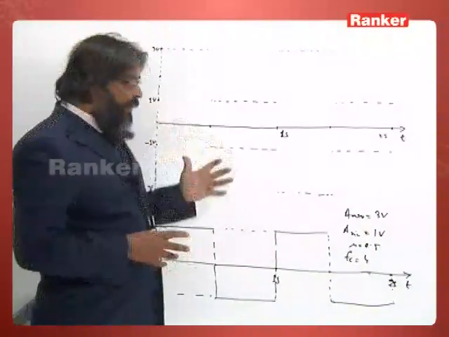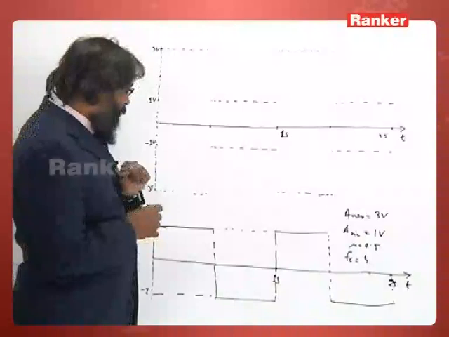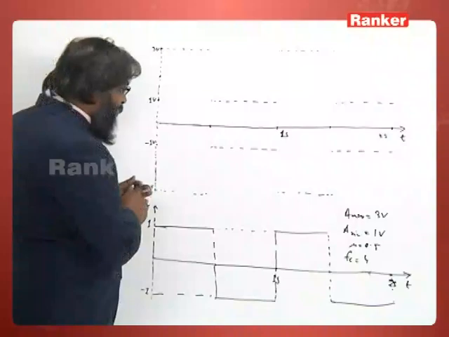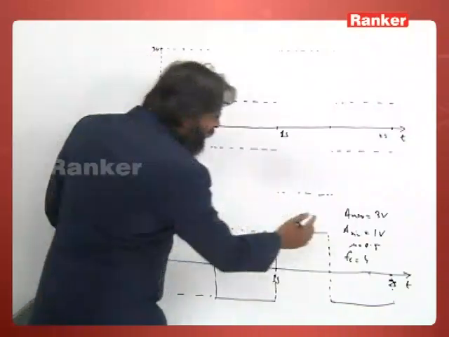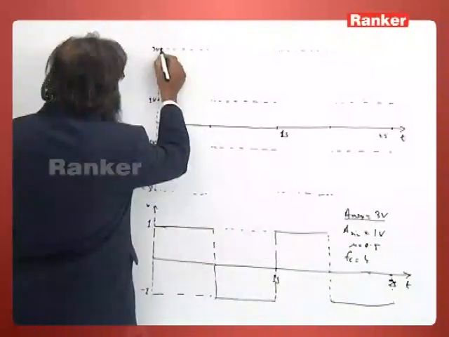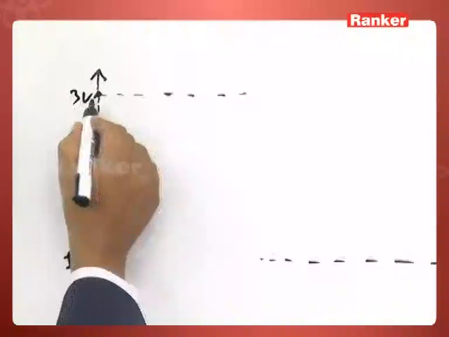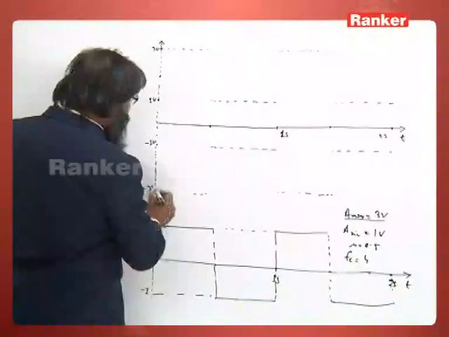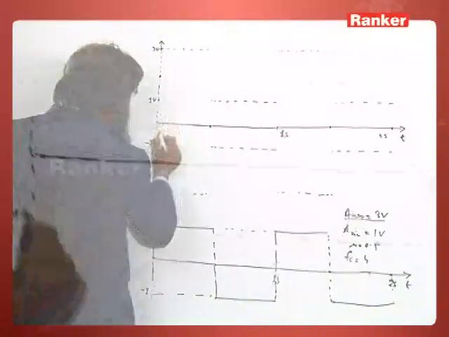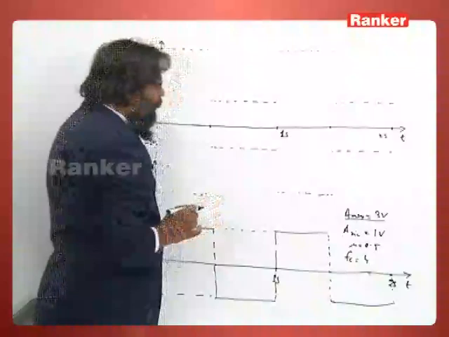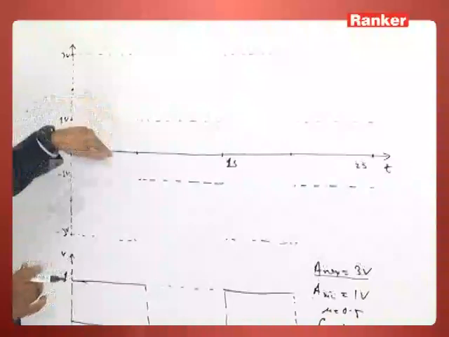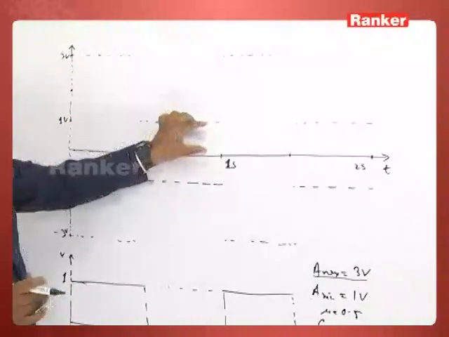So now let us see how to draw the waveform of the modulated carrier wave. First of all we have to find the maximum voltage, 3 volts. You see here, this is the voltage waveform, and 3 volt is here, and minus 3 volt. Then the minimum, that is 1 volt. So this is 1 volt and minus 1 volt.